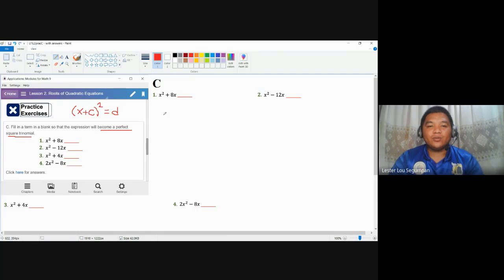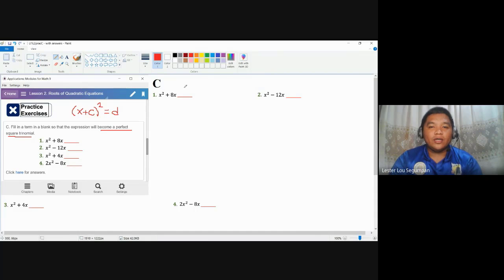In short, we're going to complete this expression for it to become a perfect square trinomial. And how do we do that? There is a formula for that one. I'm going to present you the formula that will guide you later on in solving that one. I'm going to give you the formula and let's check later on if it's really correct.